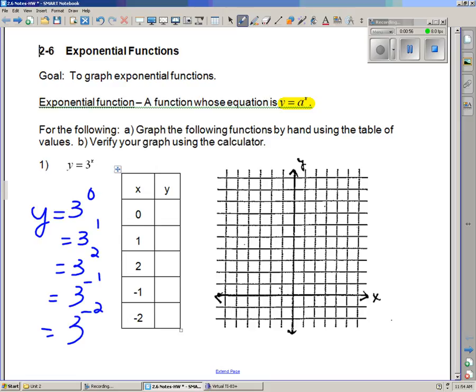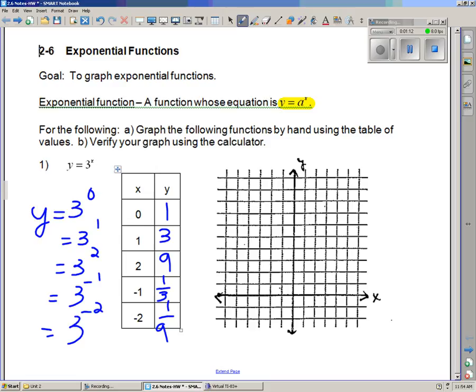Anything to the 0 power you should know is 1. 3 to the first power is 3. 3 to the second power is 9. 3 to the -1 is 1/3, 1 over 3. Don't forget your exponent rules. And then 3 to the -2 is 1/9.